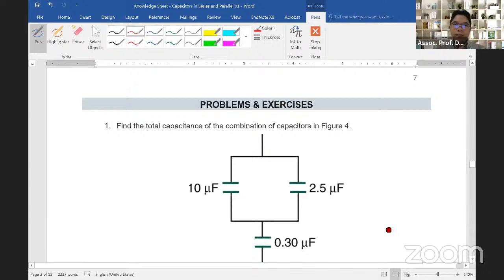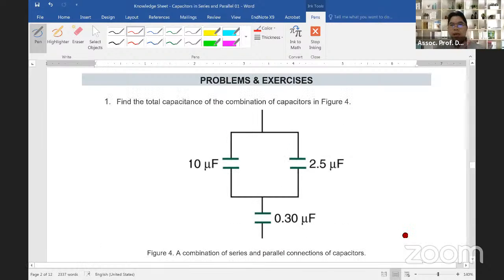Okay, please find the capacitance of the combination of these capacitors in this figure. So that is the speed test. I need 3 persons. Who is the quickest? It's a combination that includes parallel and series together. Okay, the quickest 3 persons, put it in chat. You get the bonus score, please.